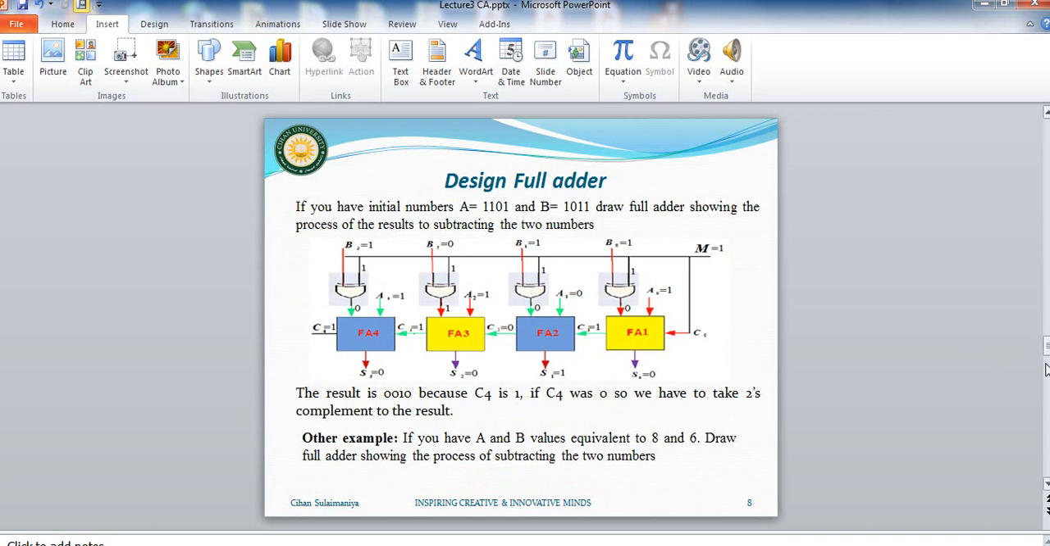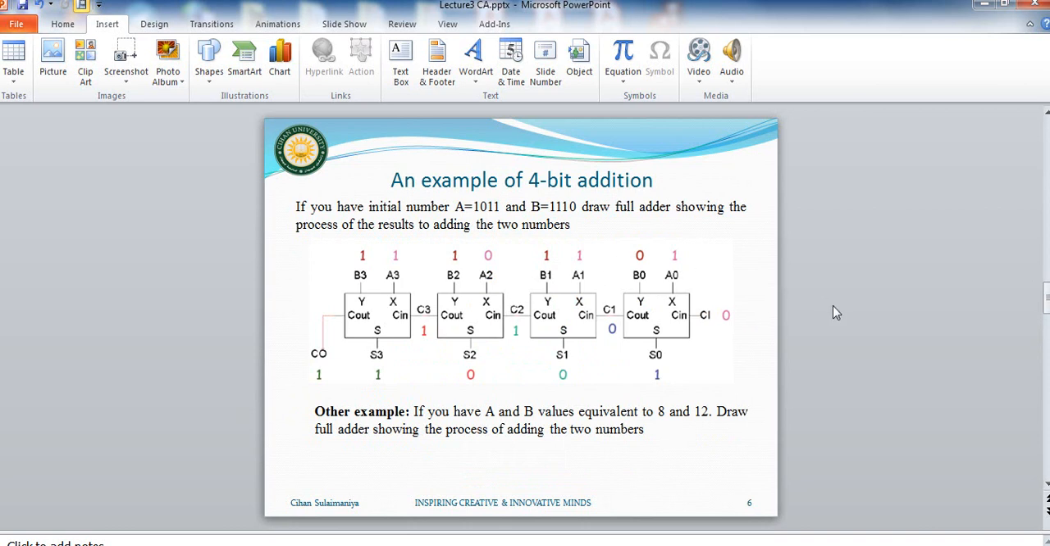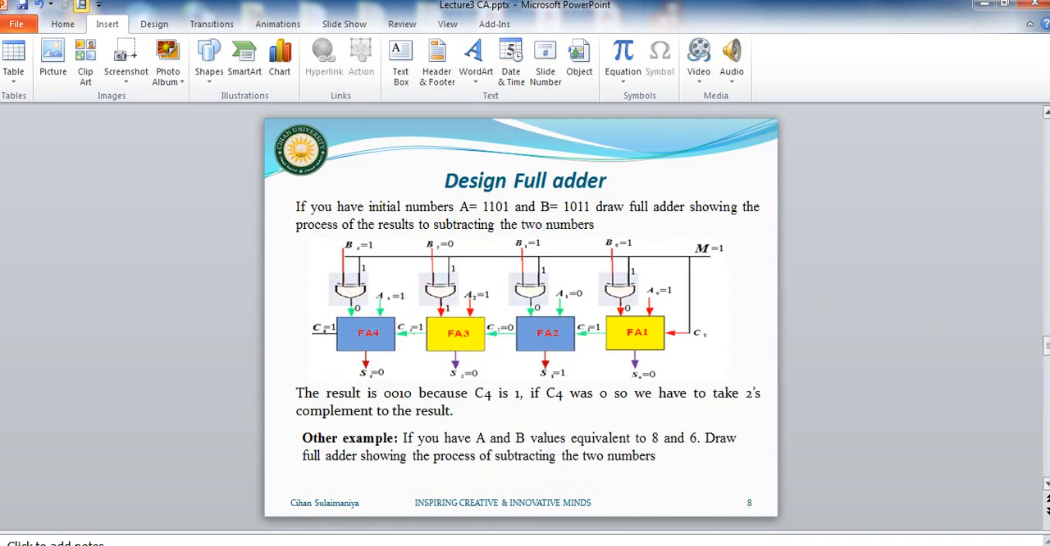We are going to take the same numbers to realize the difference, the same numbers as we took in the addition. See here, the same numbers, 1011 and 1110. I think b is a little bit different, anyway, we took these numbers. Now how to do the subtraction? First of all, I want to do a minus b.